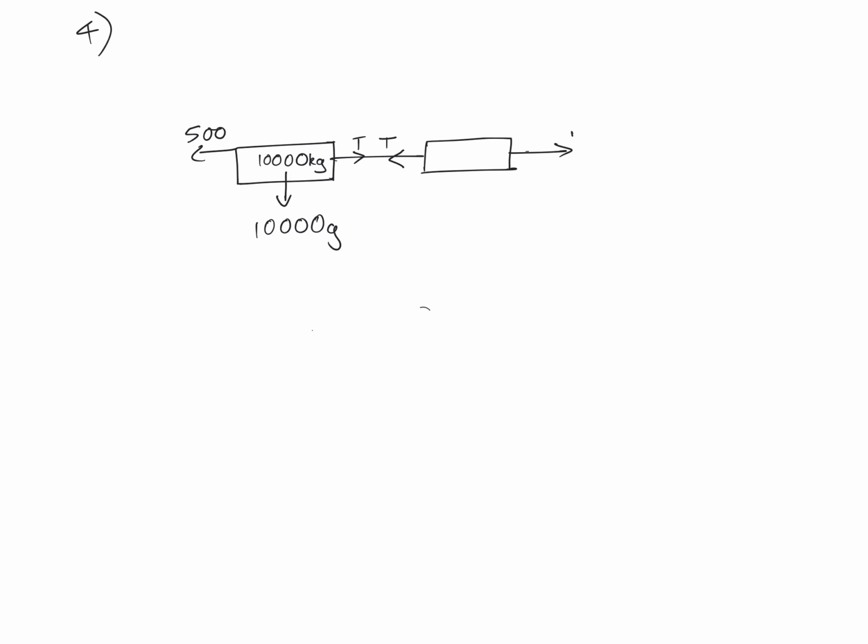We've got P pulling that, and we've got 300 pulling this. And this one's 10,000, so this is 10,000 g as well. It's now accelerating, so we do need to use F equals MA to calculate the value of P. Okay, so we'll do the whole system. F equals MA on the whole.